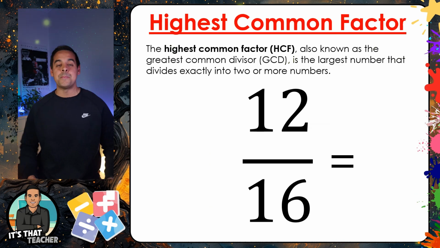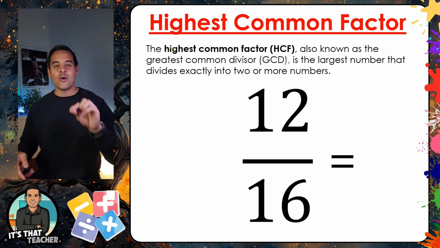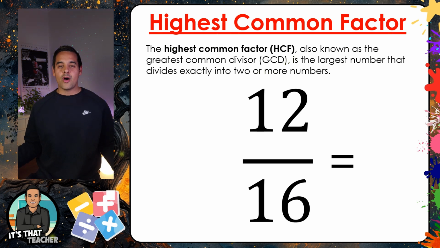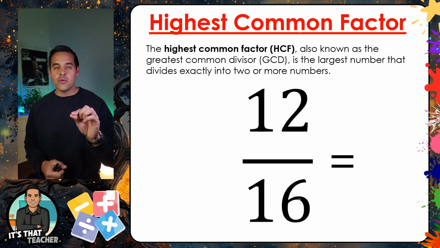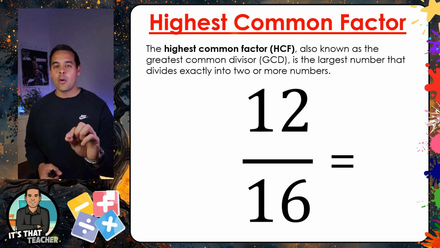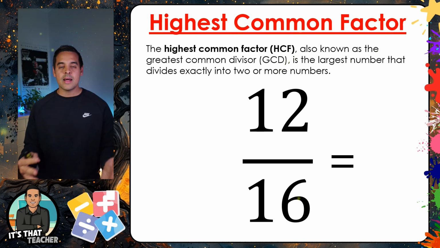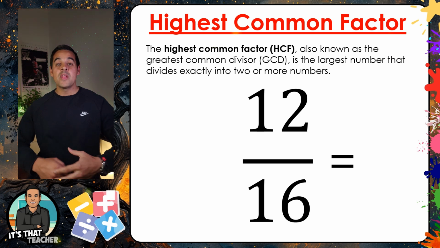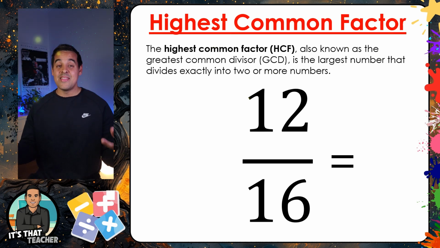Let's dive straight in. Today's lesson, we are going to discuss simplifying fractions, and we are going to ramp up the difficulty from our previous lesson on this channel. The first thing we need to know in order to do that is something called the highest common factor. The highest common factor, also known as the greatest common divisor, is the largest number that divides exactly into two or more numbers. Let's use 12 over 16 to demonstrate and discuss this concept.